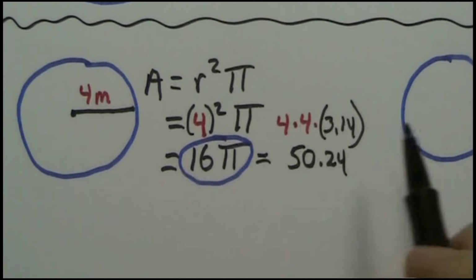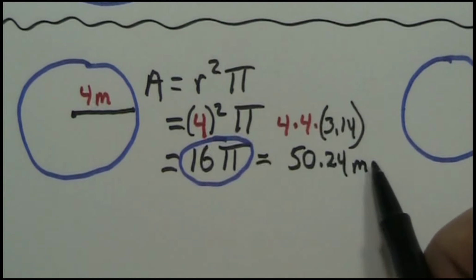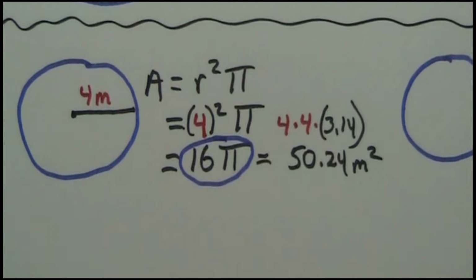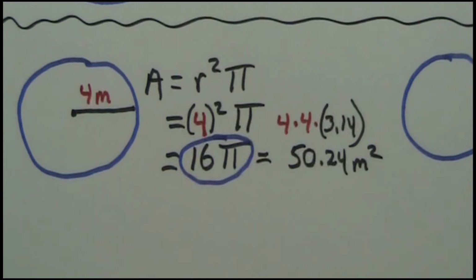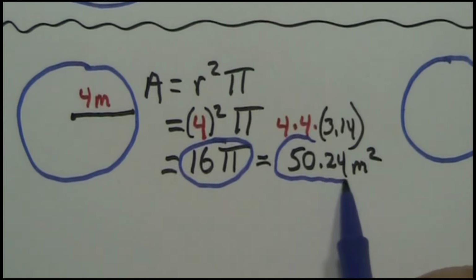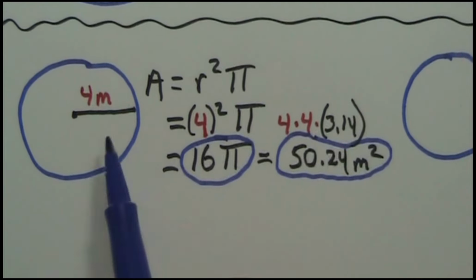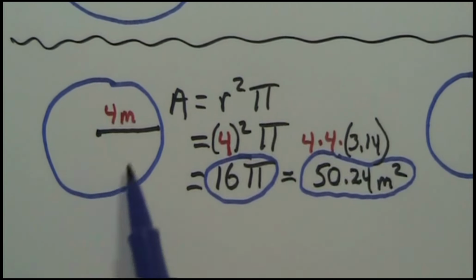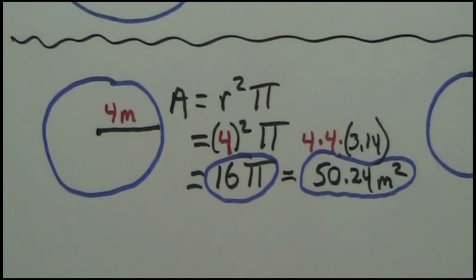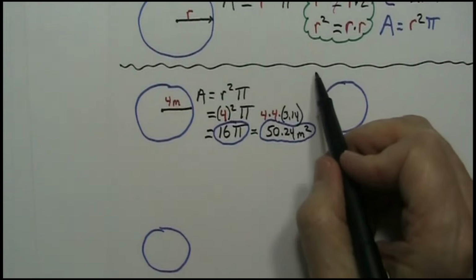And if I was to include the units, it would be meters. Meters squared, because we're talking about squares. So this is 50.24 square meters.